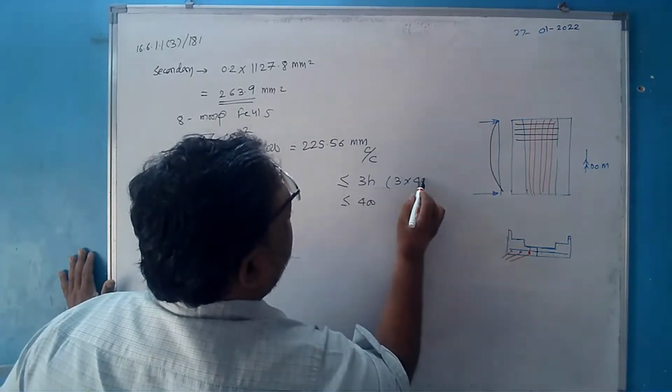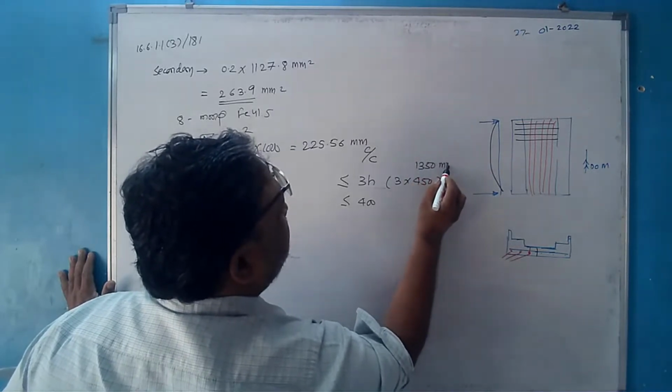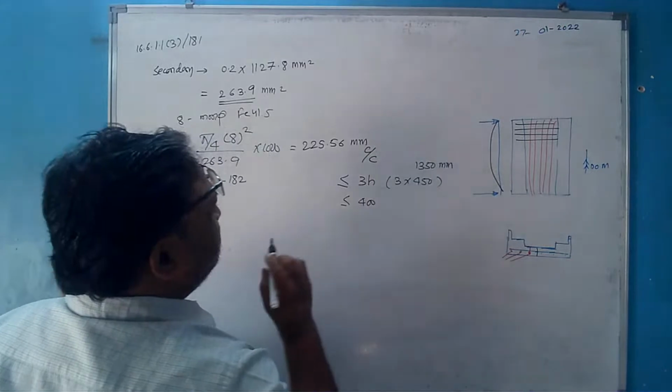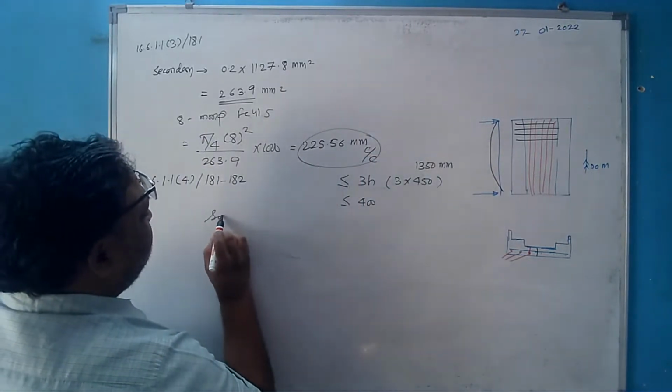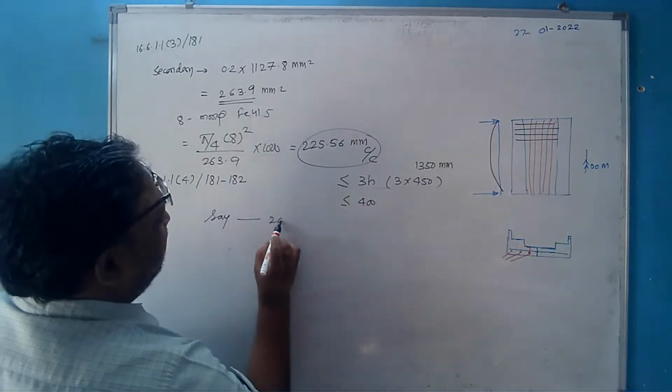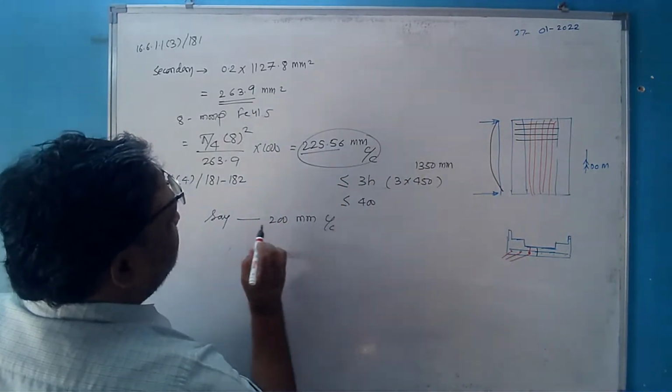So it is 3 into 450. So it must be less than 1350 mm center to center, or 400, the lesser of the two we have to consider, and it is satisfying the requirement. So say we are providing at 200 mm, or 225 also we can provide, mm center to center 8 mm torque.